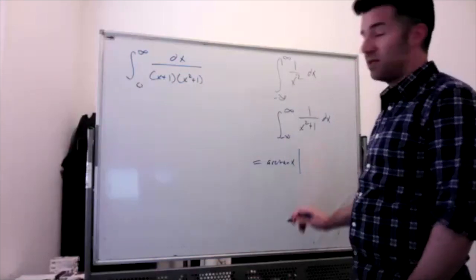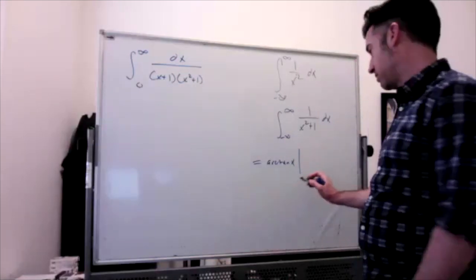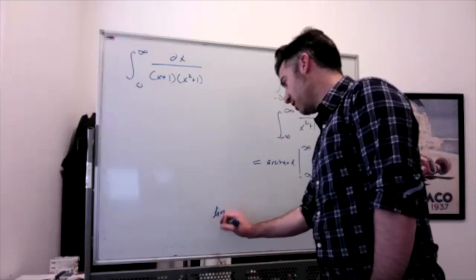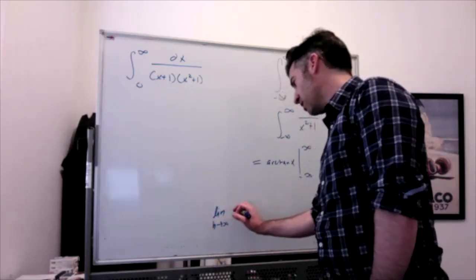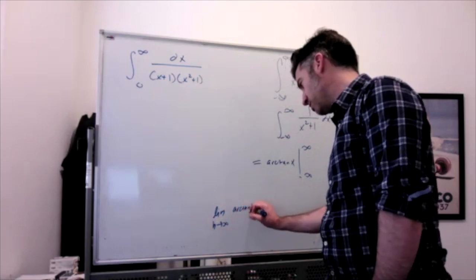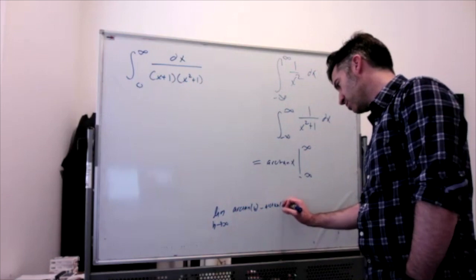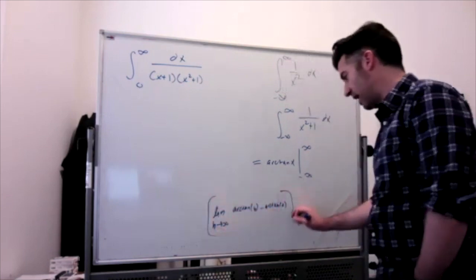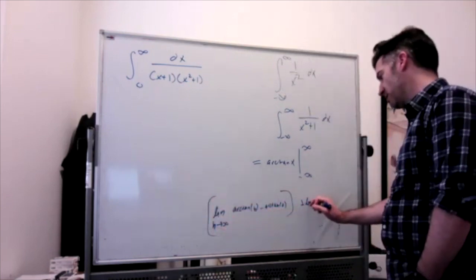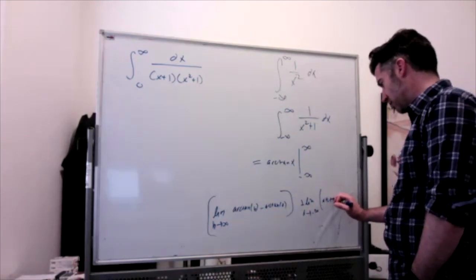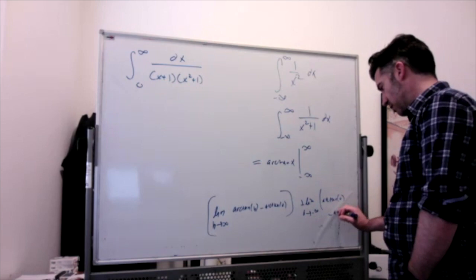And then this is very, very wrong to write, but it's essentially this, right? Really, it's the limit as b goes to infinity of the arctangent of b minus the arctangent of 0. That's half of it. And then the other one is plus the limit as a goes to minus infinity of the arctangent of 0 minus the arctangent of a.